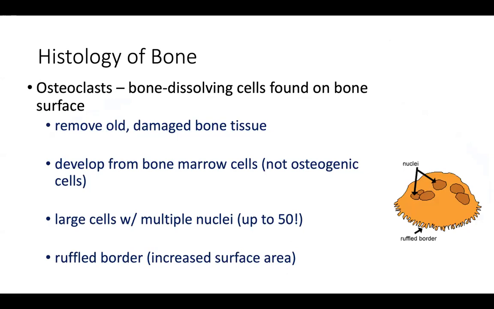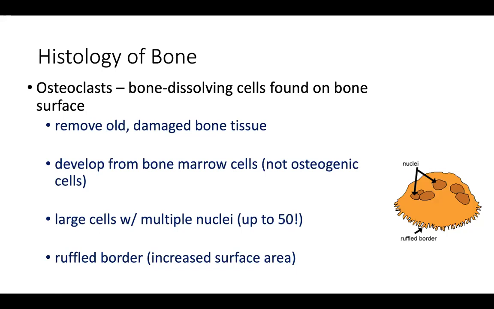They're really big cells. They have up to 50 nuclei, so they're huge cells. And they basically go around eating bone tissue. They're sort of weirdly shaped, as you can see here. So here's the multiple nuclei.